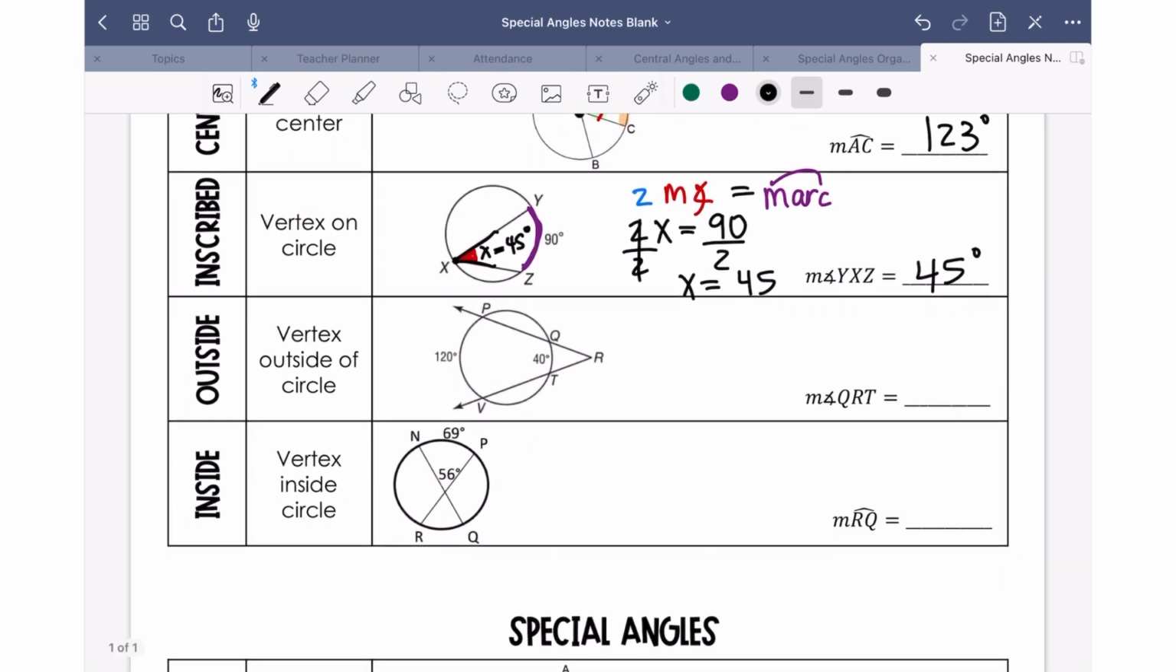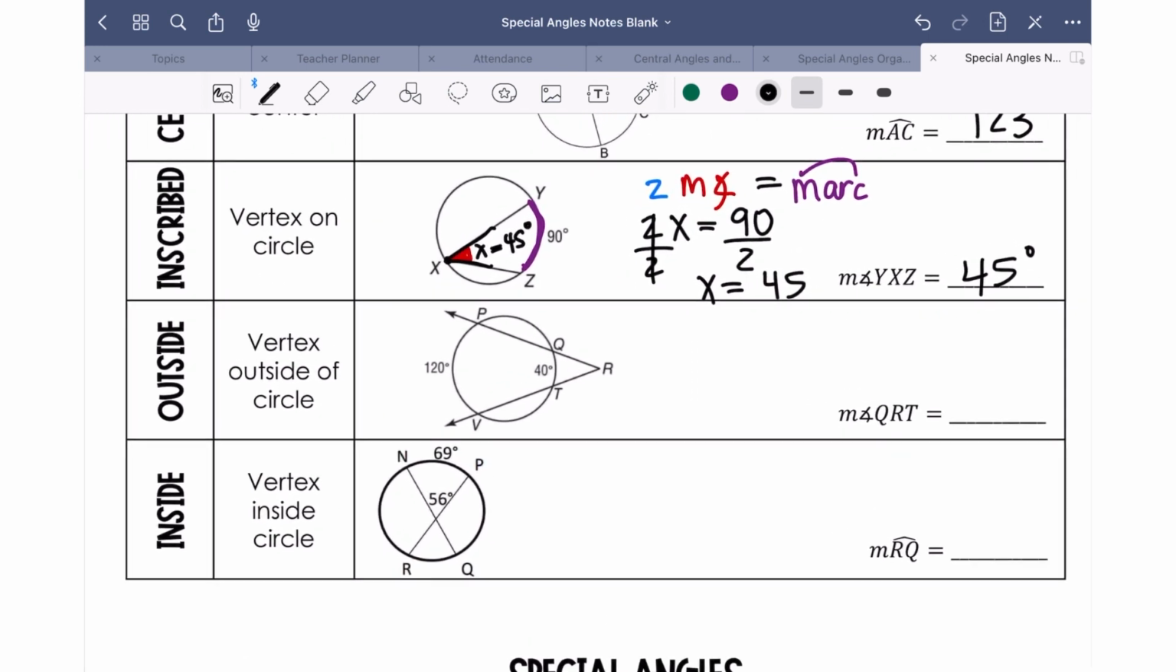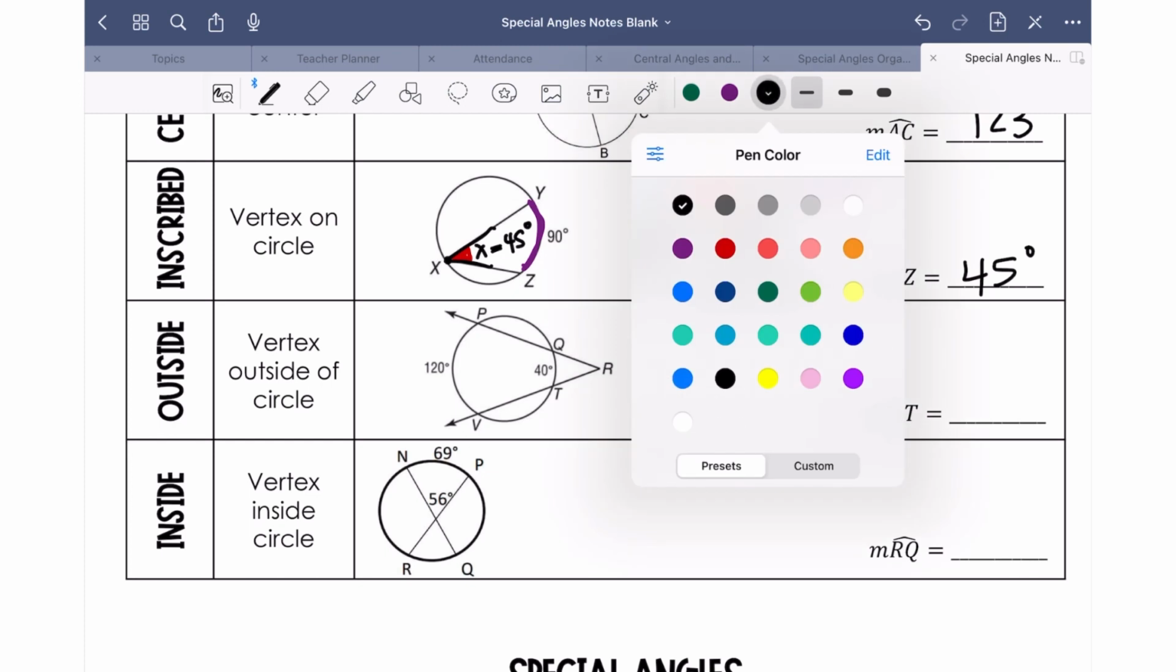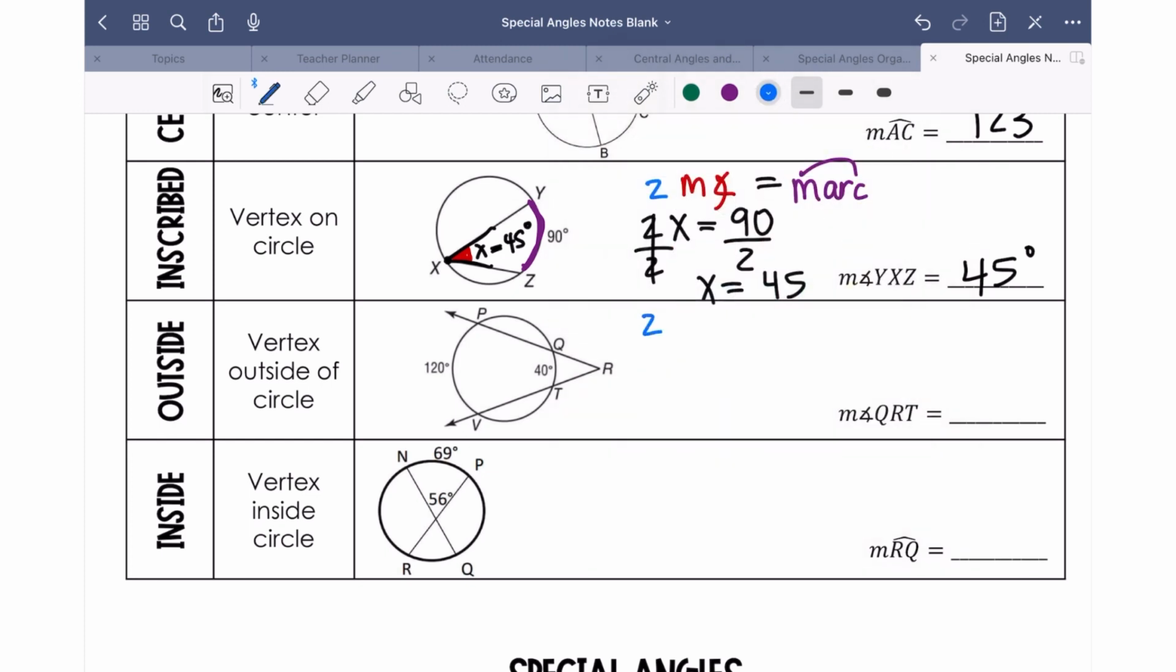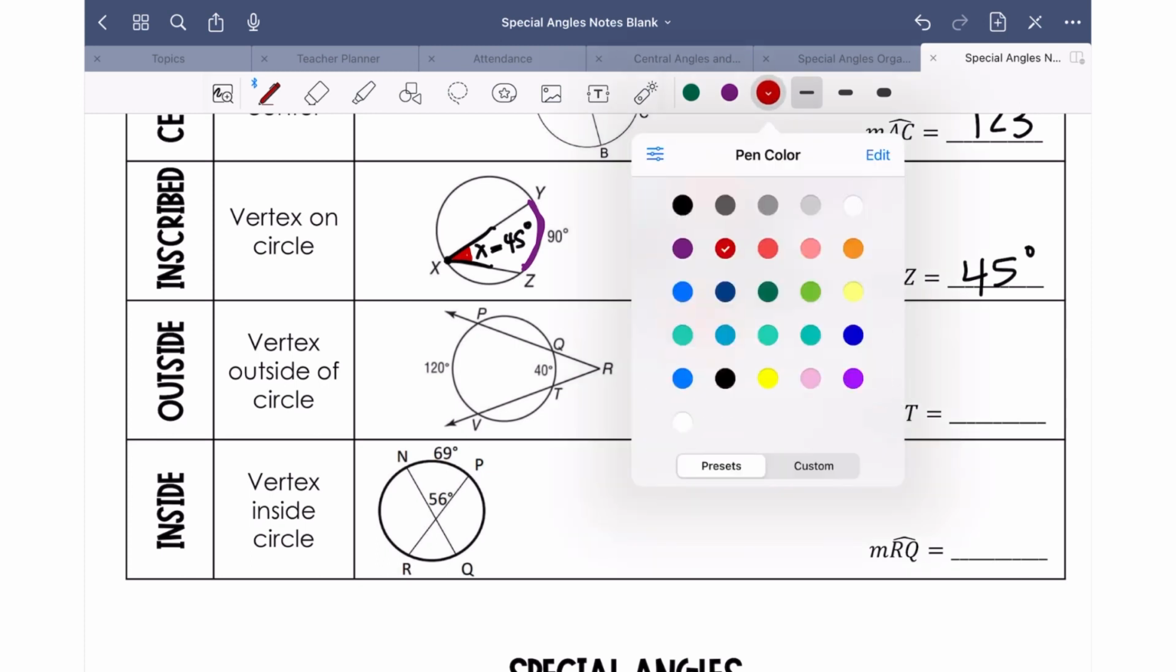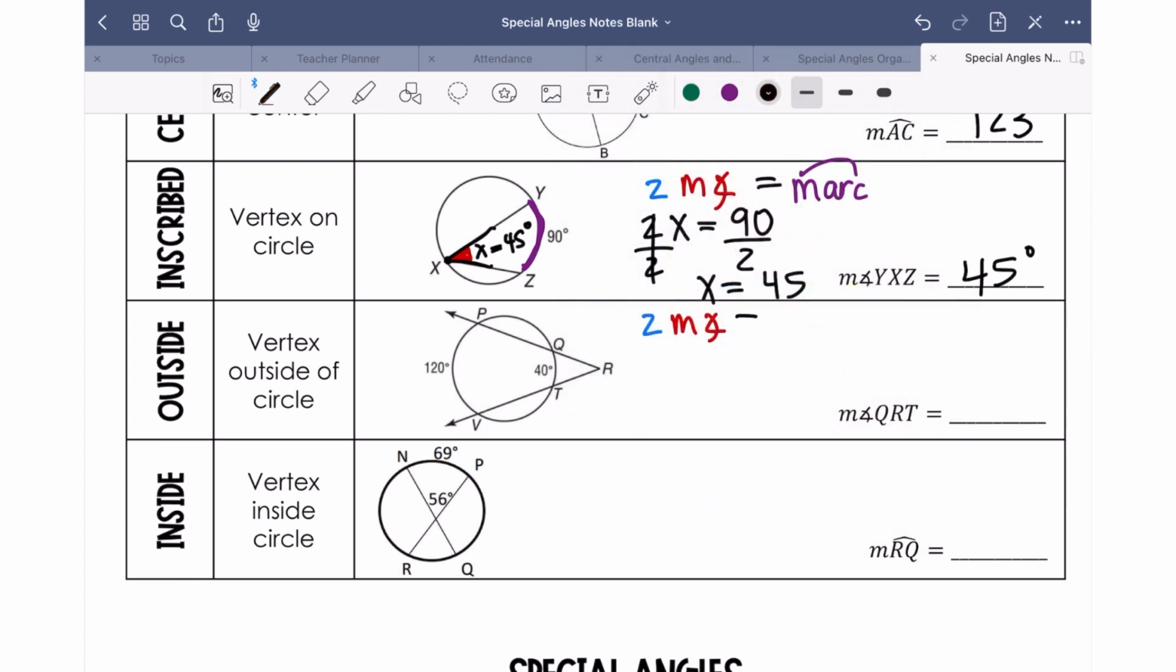Let's do outside. When the vertex is outside of the circle, the formula for that is 2 times the measure of the angle. Look at your formula chart. Equals the big arc. I'm going to abbreviate. I'm just going to put big arc minus the little arc. Okay? The big arc minus the little arc.